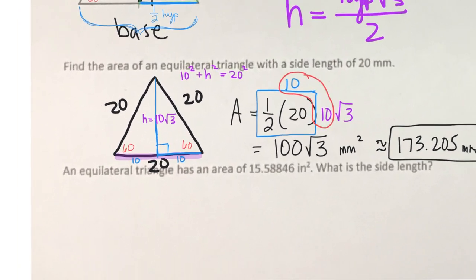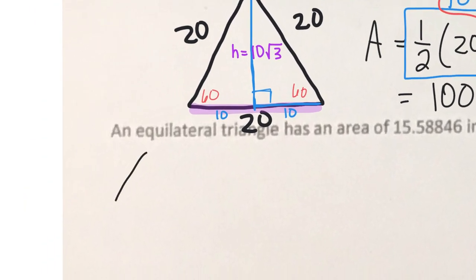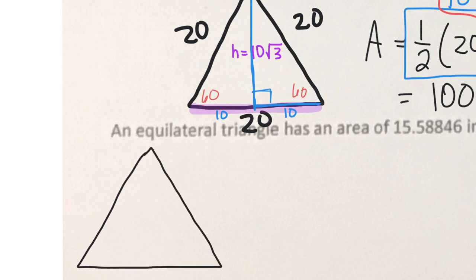Alrighty. An equilateral triangle has an area of 15.58846. What is the side length? All right, let's figure this out. This will also help you on your Schoology assignment tonight if you know how to do this. So do we know any lengths of our equilateral triangle? No, right? That's what we're trying to find. What is the side length?